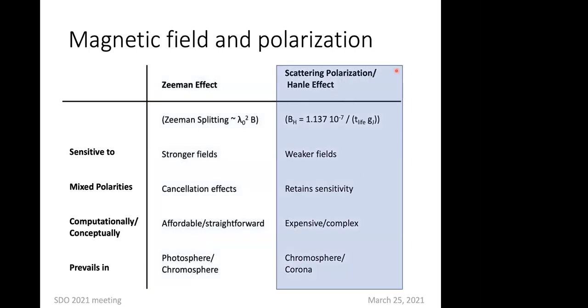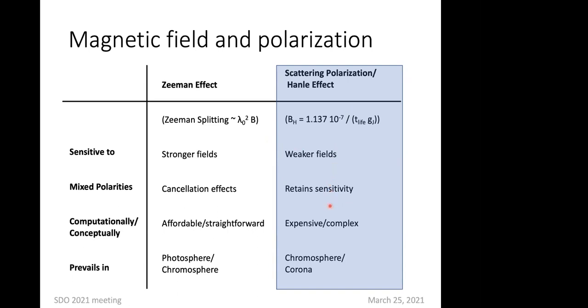So the Hanle effect, on the other hand, and again, very superficially, is just the modification of scattering polarization signals due to the presence of a magnetic field. And the Hanle effect is typically sensitive to much, much weaker fields than the Zeeman effect is. So this opens a diagnostic window into the weak field regime. It also typically retains sensitivity when mixed magnetic polarities are present in the resolution element of your observation. So again, expanding that diagnostic window.